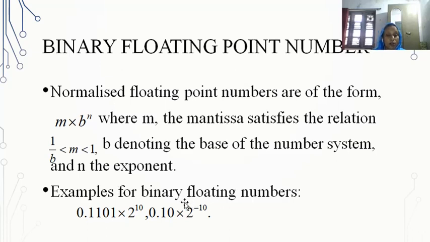Examples for binary floating point numbers: 0.1101 into 2 raised to 10, 0.10 into 2 raised to minus 10. All these numbers are binary floating point numbers. So, in the case of a decimal floating point number, the base is 10 raised to the exponent. Here this is the binary system, so you have 2 raised to 10, 2 raised to minus 10. These are the binary floating point number representations.